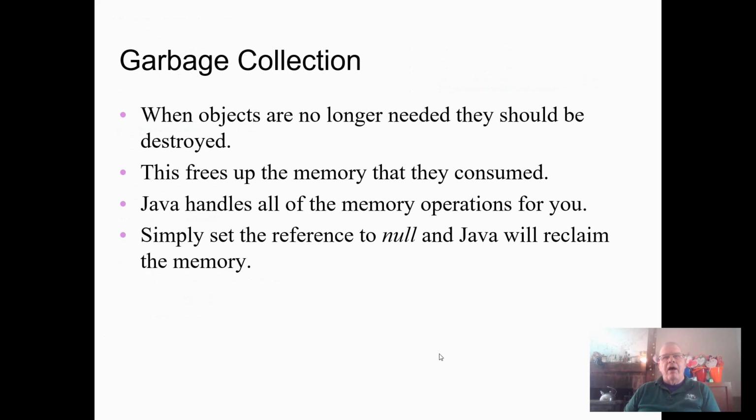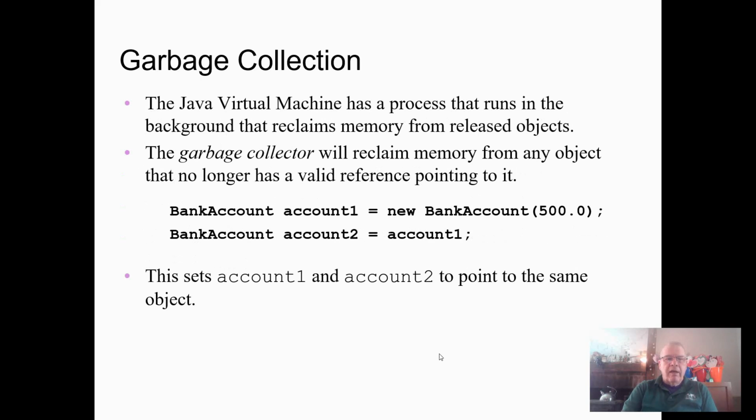So we go on to the next topic, garbage collection. When objects are no longer referenced or no longer needed, they need to be recycled, or the memory needs to be let go. So if you set a reference to null, or you set a reference to point to something other than what the object had originally pointed to, Java will eventually reclaim the memory.